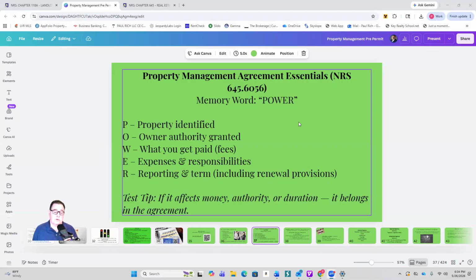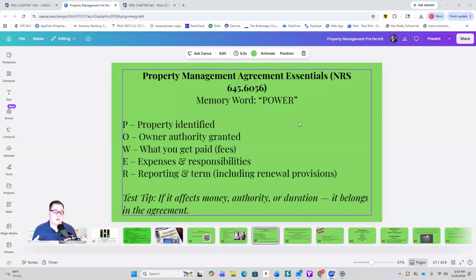O, the owner's authority has to be granted to the manager. W is what you get paid, or your fee. E is the expenses and the responsibilities: who handles the disposition of the security deposits and the collecting of the security deposits. And R stands for the reporting and the term.